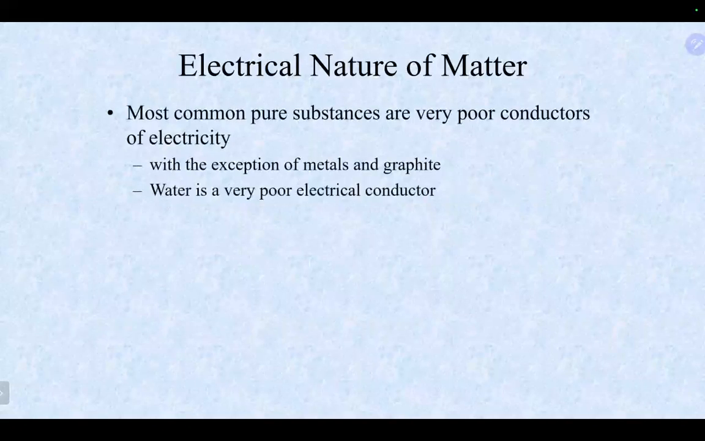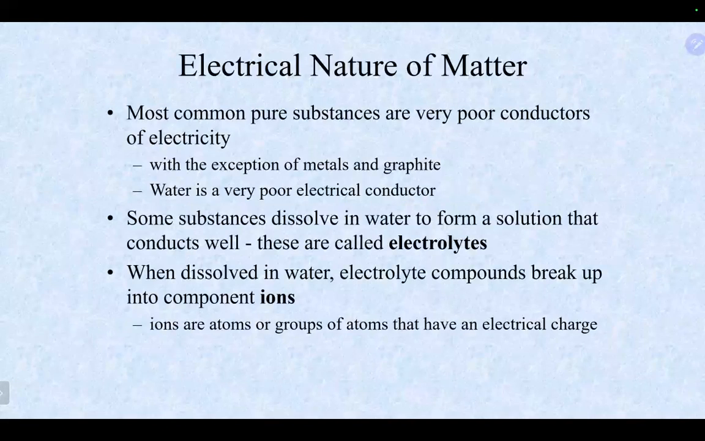Speaking of compounds, ions, most common pure substances are poor conductors of electricity, but some substances, when they do dissolve in water, for example, they basically become electrolytes, and electrolytes conduct electricity really well. The reason electrolytes conduct electricity really well is the presence of these charged ions floating around in the solution. So you've got the solution that has the charged ions that are floating around in it, and that's what sort of helps complete everything, if you will, and conducts electricity really, really well.